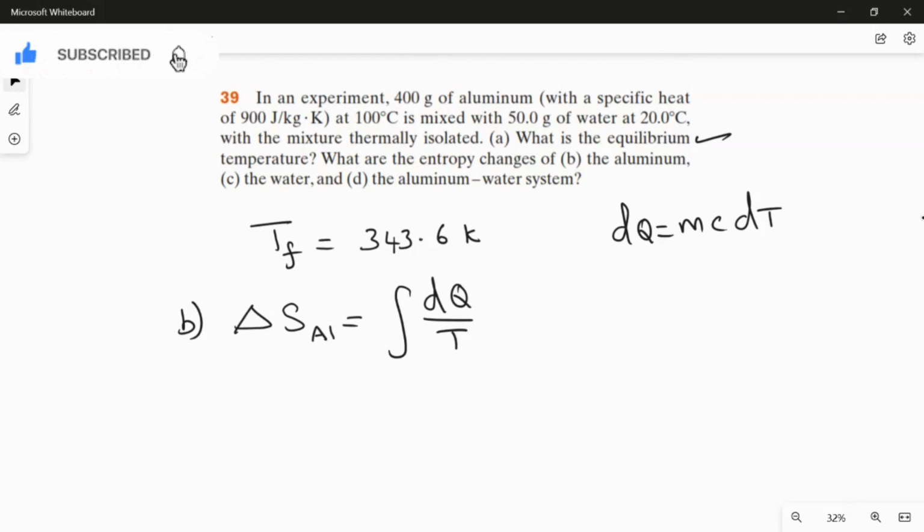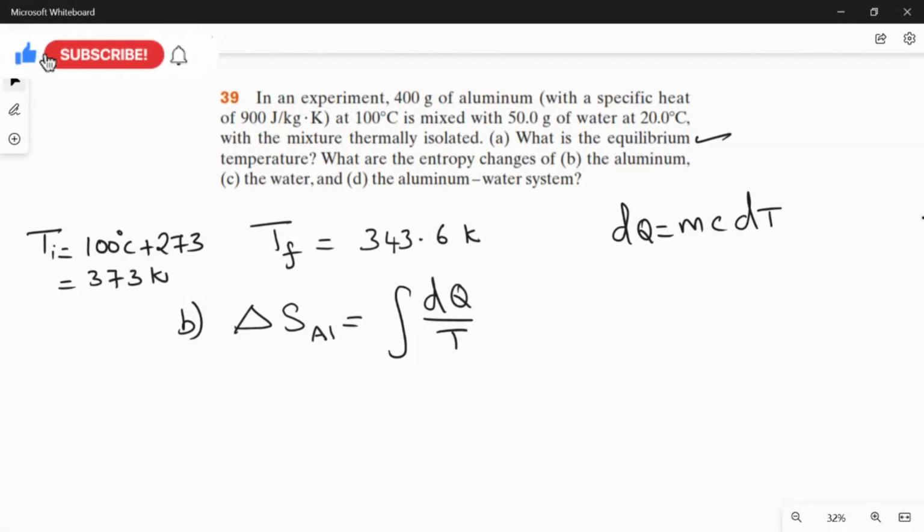When you use this equation, the most important thing is that we need the initial temperature of the aluminum also. The initial temperature of the aluminum is given as 100 degrees Celsius. We have to convert this to Kelvin, so when you add 273, we get the initial temperature of the aluminum as 373 Kelvin. Now we have to apply the lower limit and the upper limit. The lower limit is the initial temperature of the aluminum, and the upper limit is the final temperature of the aluminum. I'm going to substitute this into the equation.